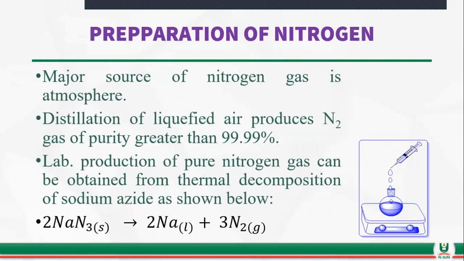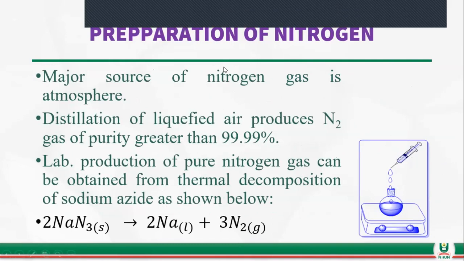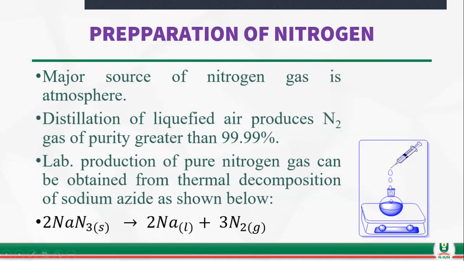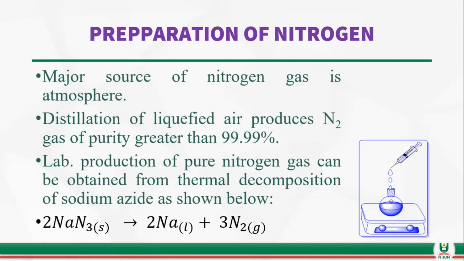The first element in this group, we said, is nitrogen. So it's important to look at how we prepare nitrogen. The major source of nitrogen gas is the atmosphere, which is made up of about 78% nitrogen. However, the distillation of liquefied air produces nitrogen gas that has a purity level greater than 99.99%.